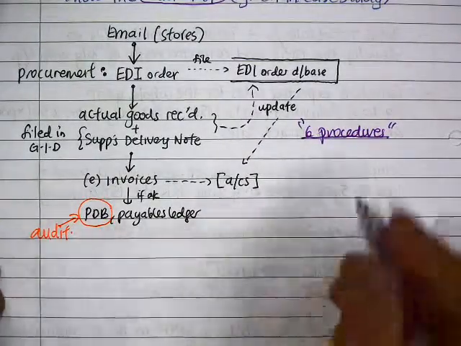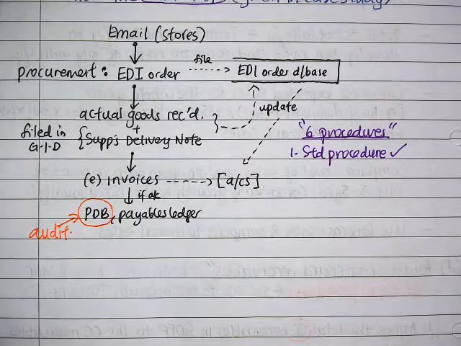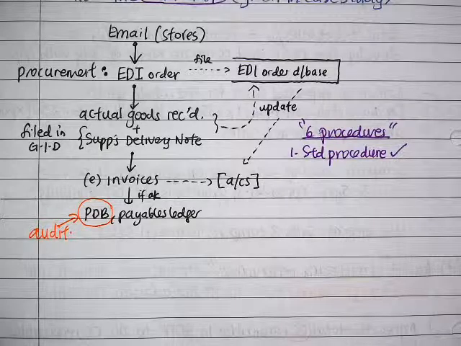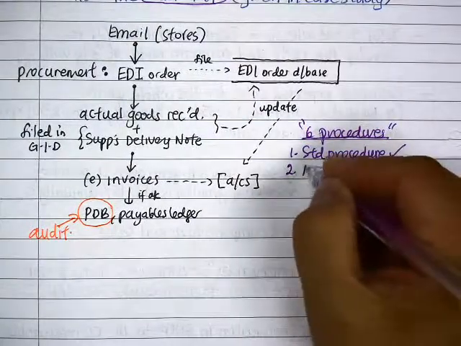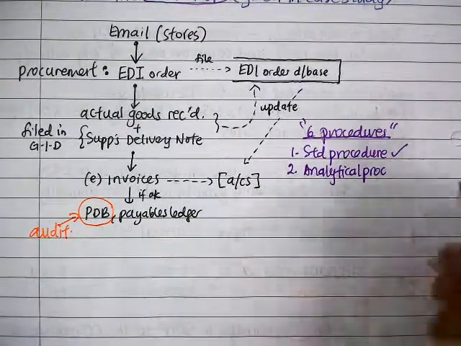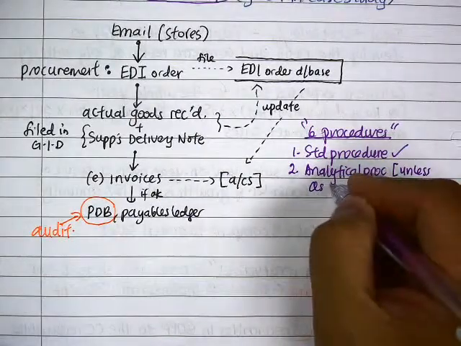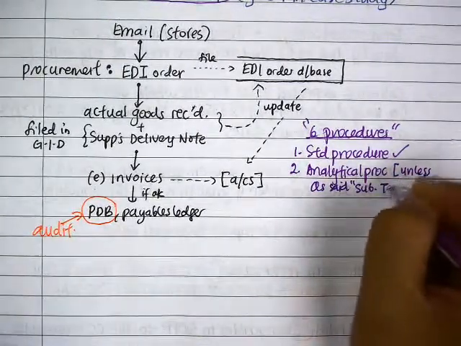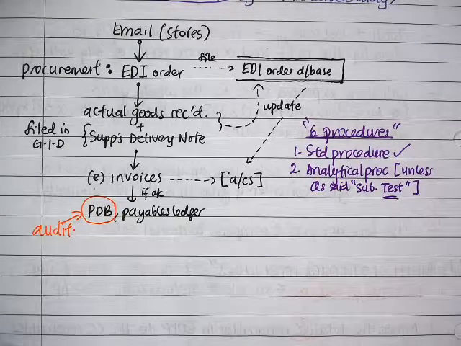So always remember, we have a standard procedure. There's always an answer. Standard procedure, there's always an answer. Besides standard procedure, there are another 2 answers that we can always use in the exam. One is analytical procedure. You use this unless the question says substantive test, or they use an audit test. Because once they use a test, then they refer only to test of detail. Then you cannot write the answer for analytical procedure.